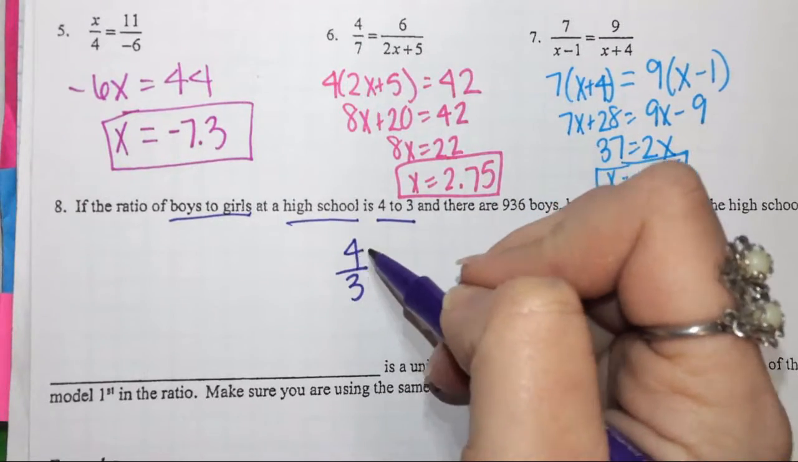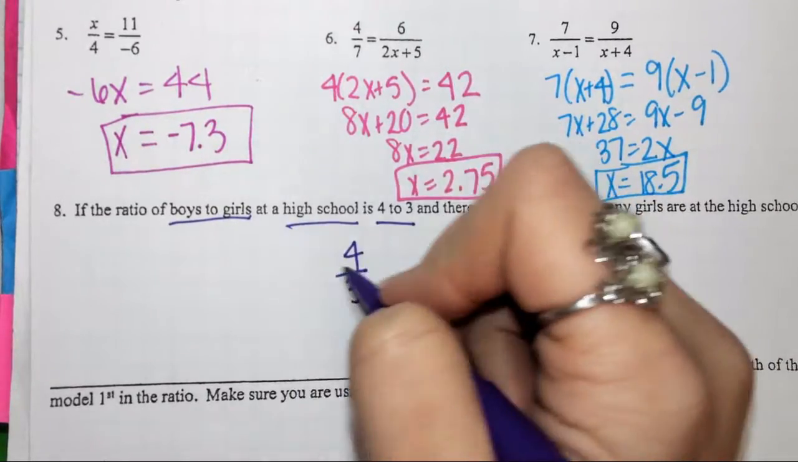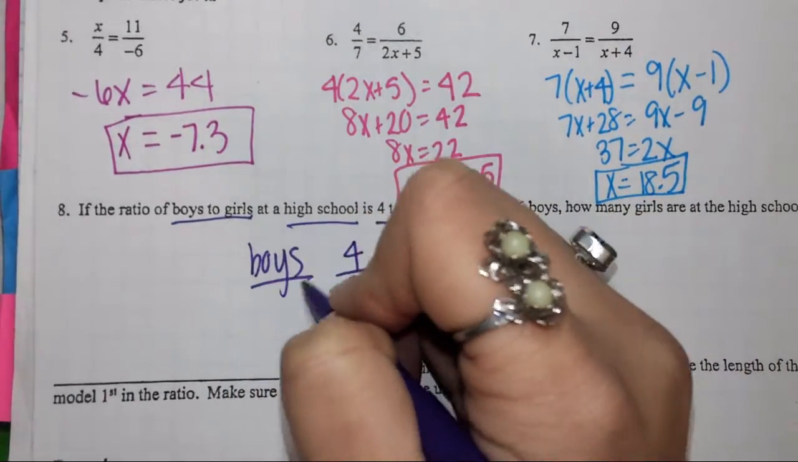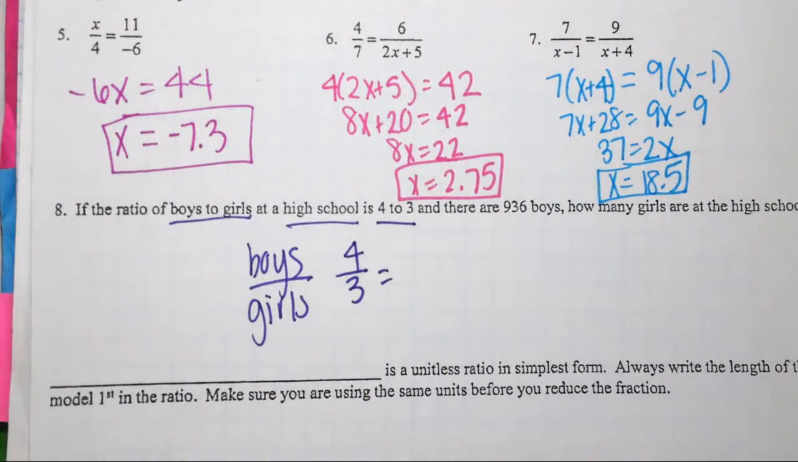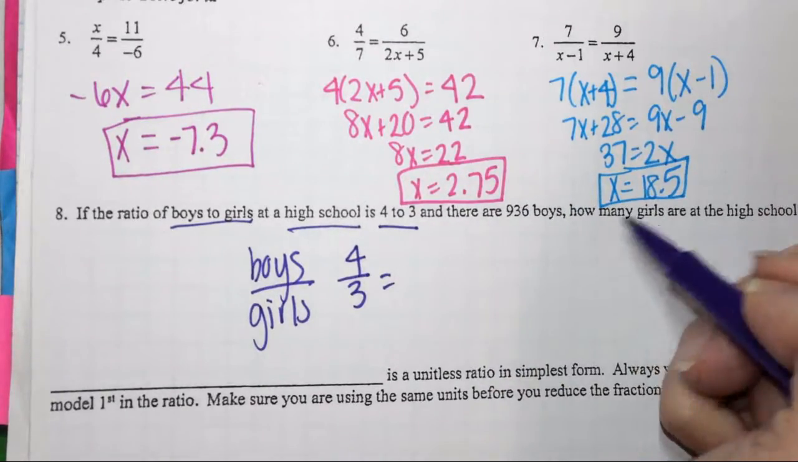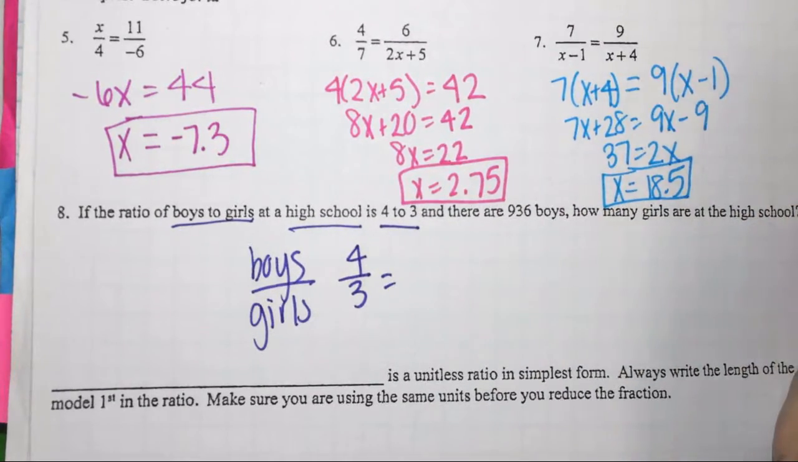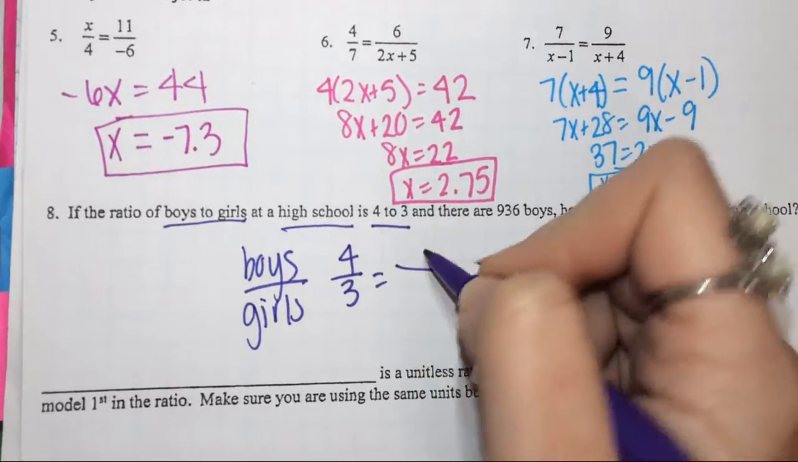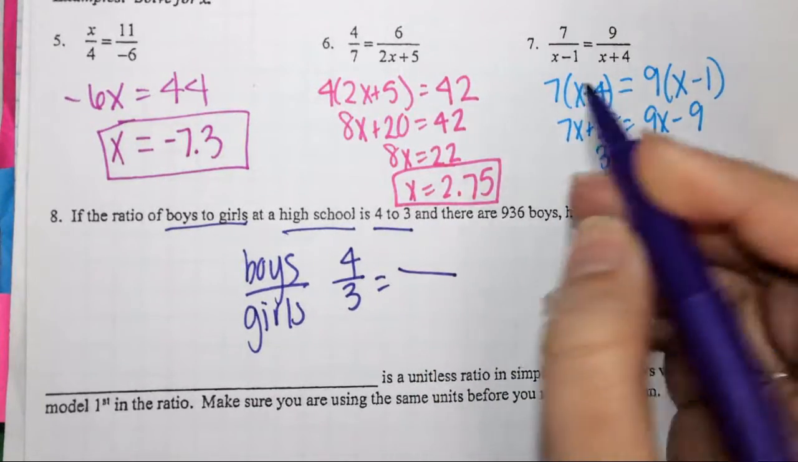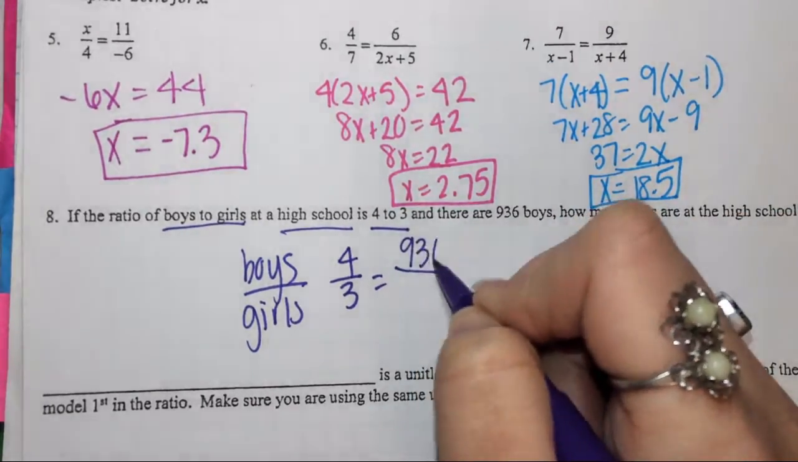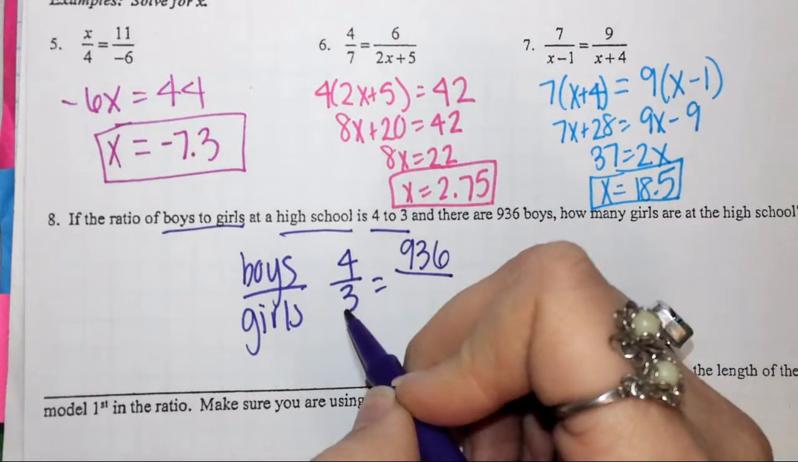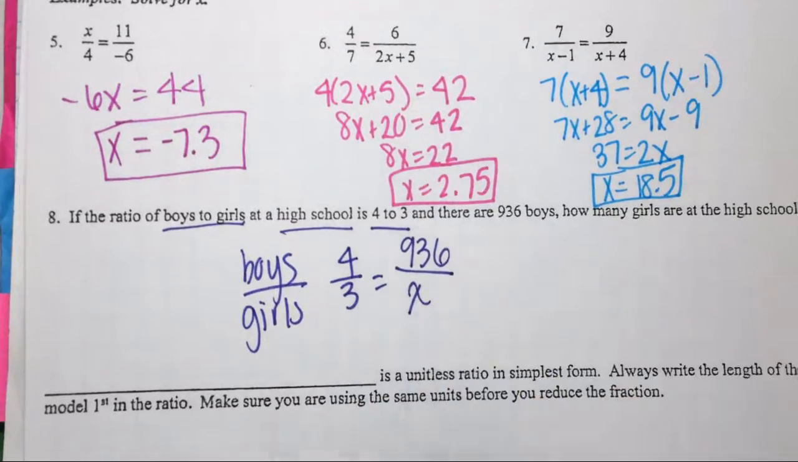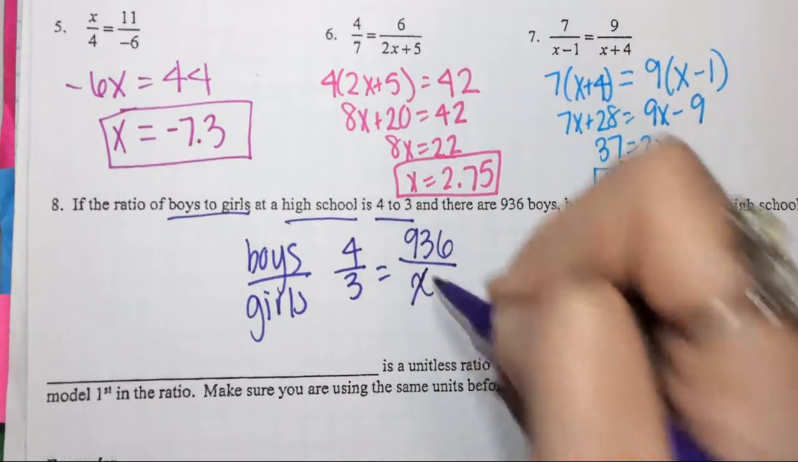Now, is 4 boys or is 4 girls? It's boys. And how many girls? 3. Now, there are 936 boys in the school. We're going to set it equal to create a proportion because we're looking for how many girls there are. So what's going to be on the top of this fraction? Boys, 936. Now remember, if boys are on top over here, boys have to be on top on the right. 3 is on bottom, and then we're looking for the total number of girls, so we call that x.